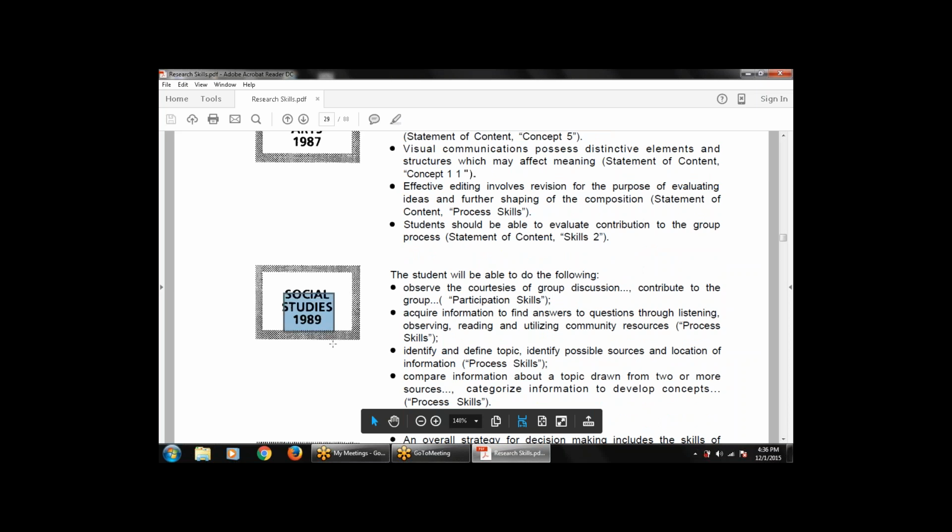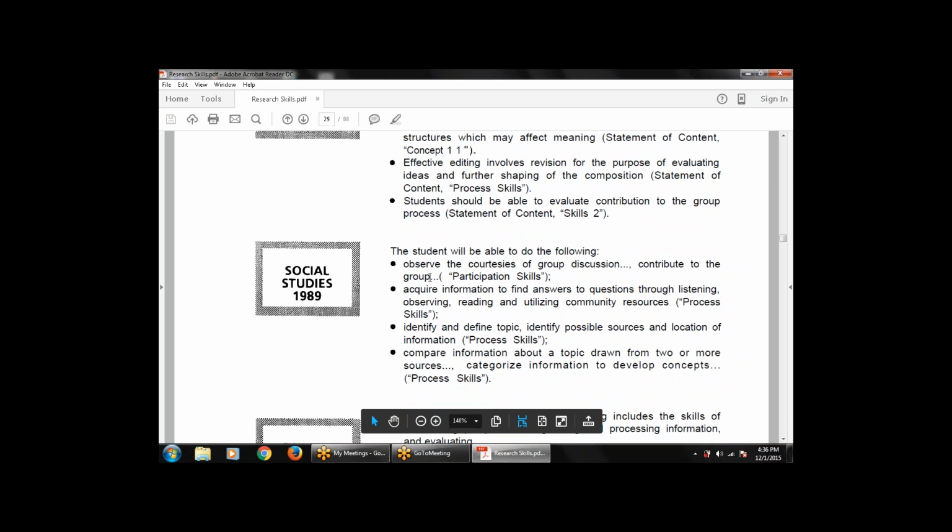Then next is the social studies 1989. In this, the student will be asked to observe the courtesy of the group discussion, acquire the information, identify and define the topic with the possible sources and the location of information, that is the process skills. Then compare the information about a topic drawn from two or more sources, that is the social studies 1989, and also categorize the information to develop the concepts, that is also a part of the process skills.